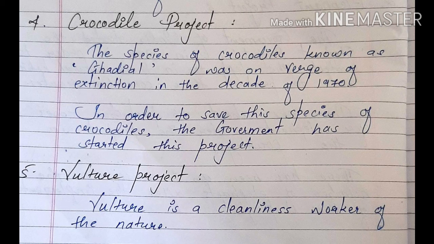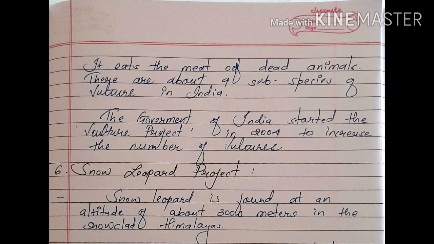The fifth one is the Vulture Project. The vulture is a cleanliness worker of nature. It eats the meat of dead animals. There are about 9 subspecies of vulture in India. The government of India started the Vulture Project in 2004 to increase the number of vultures.